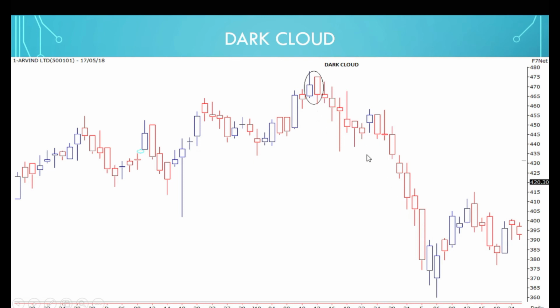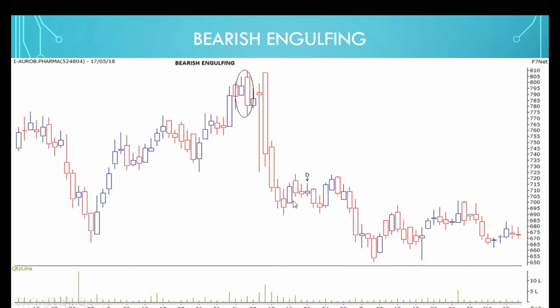And you can see the result. The price moved down. This looks like a crash to me. A very significant pattern, dark cloud. Next is bearish engulfing. You can see a blue body, white body, followed by a big red body, completely engulfing the previous body. Very strong pattern, and you can see the aftermath.